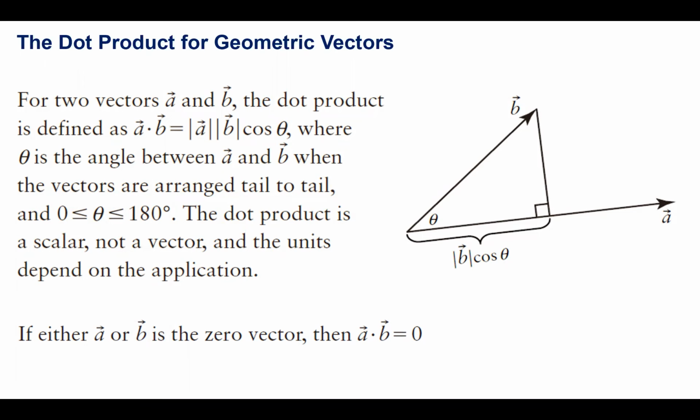The dot product is a scalar, not a vector. According to this formula, we can easily see that, right? And the units depend on the application. If either A or B is a zero vector, then the dot product of A and B equals zero vector. Oh, sorry, not a vector, equals 0. Note the dot product is always a scalar, not a vector, right?